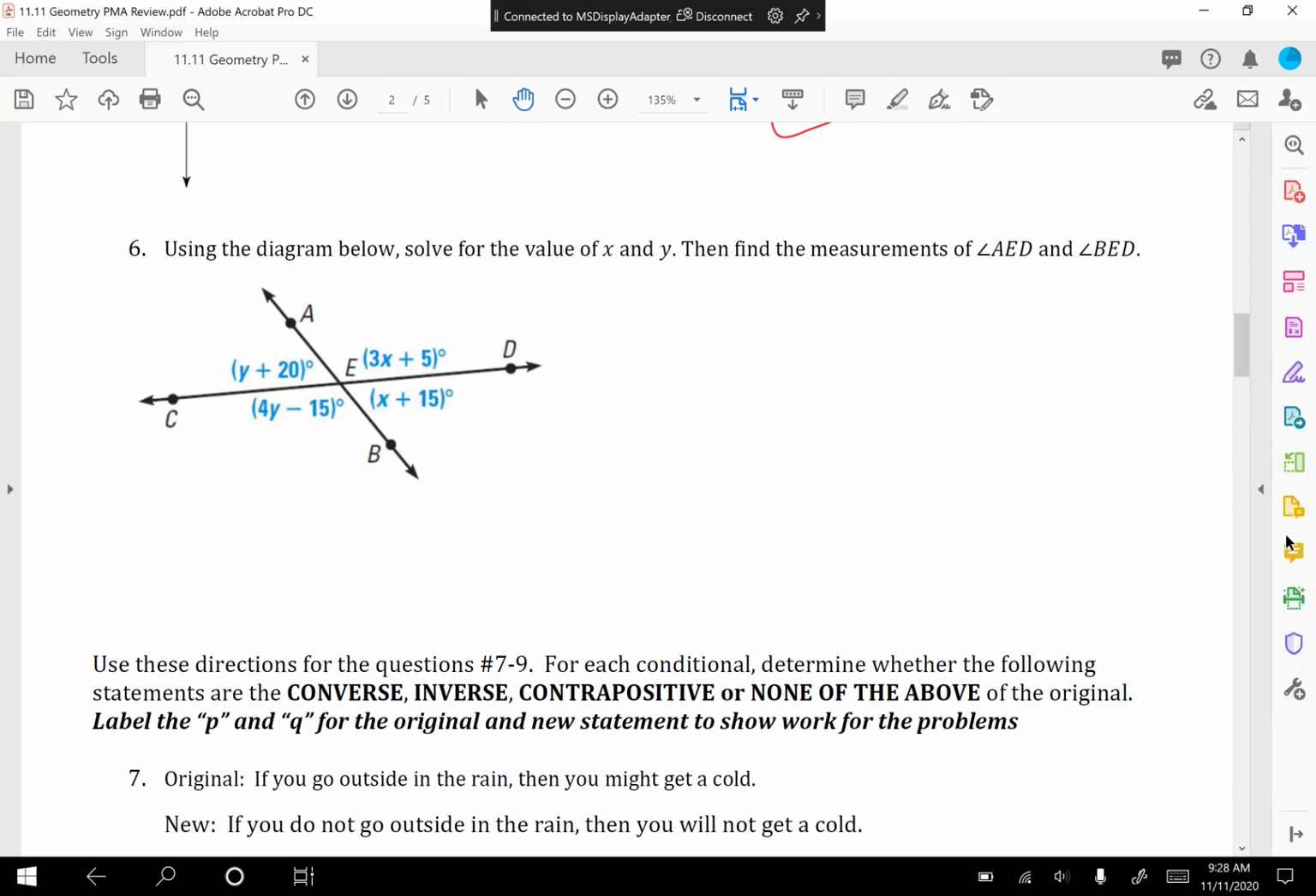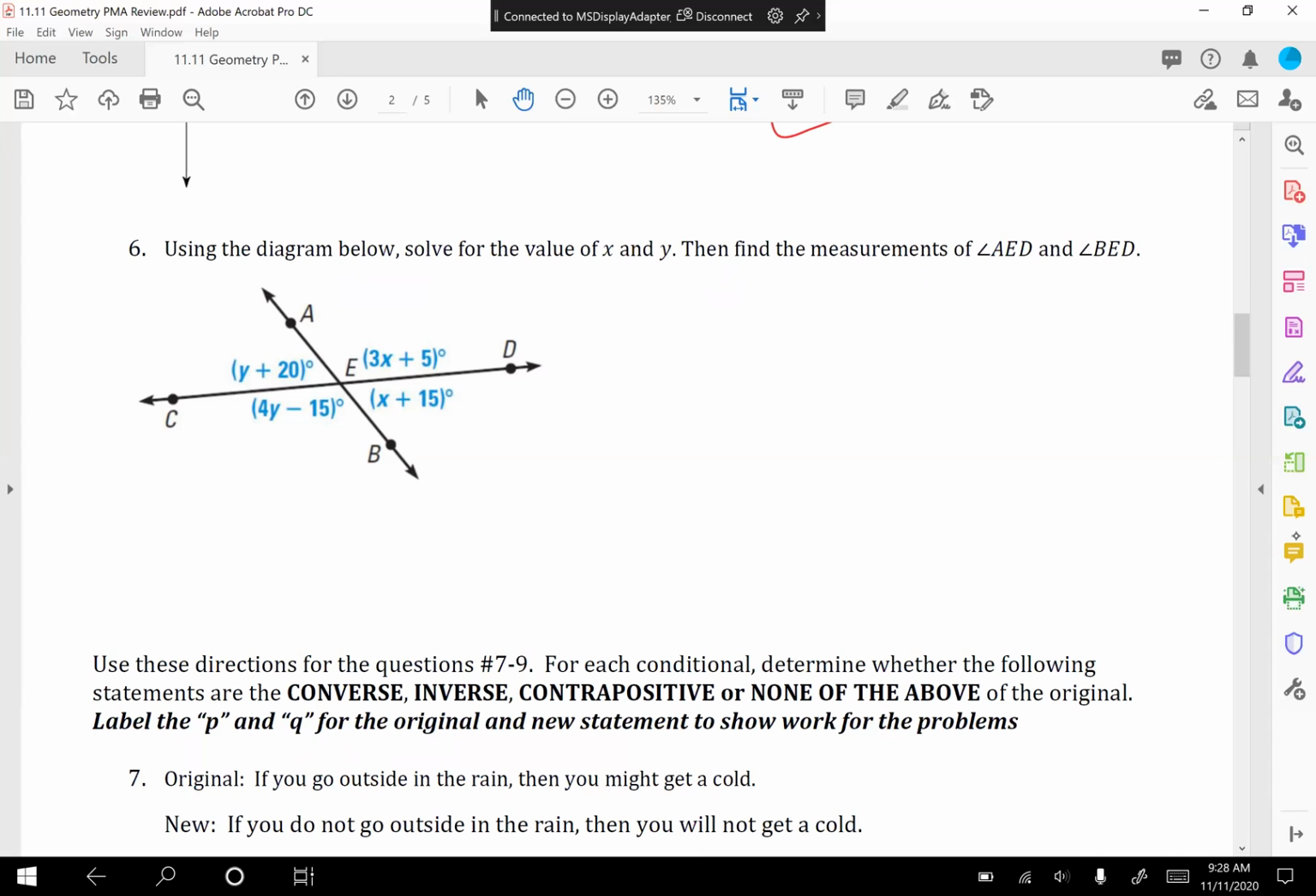All right, number 6. It says, using the diagram below, solve for the value of x and y. Then find the measurements of AED and BED. Okay. So this is more complicated than you're going to run into, but here we're going to solve for x, and then we're going to solve for y. We're going to do them separately, okay?